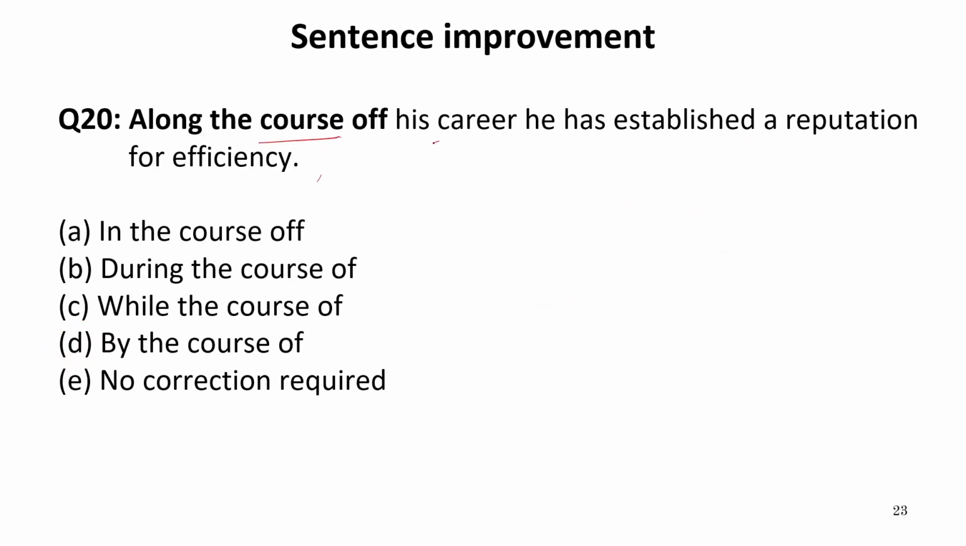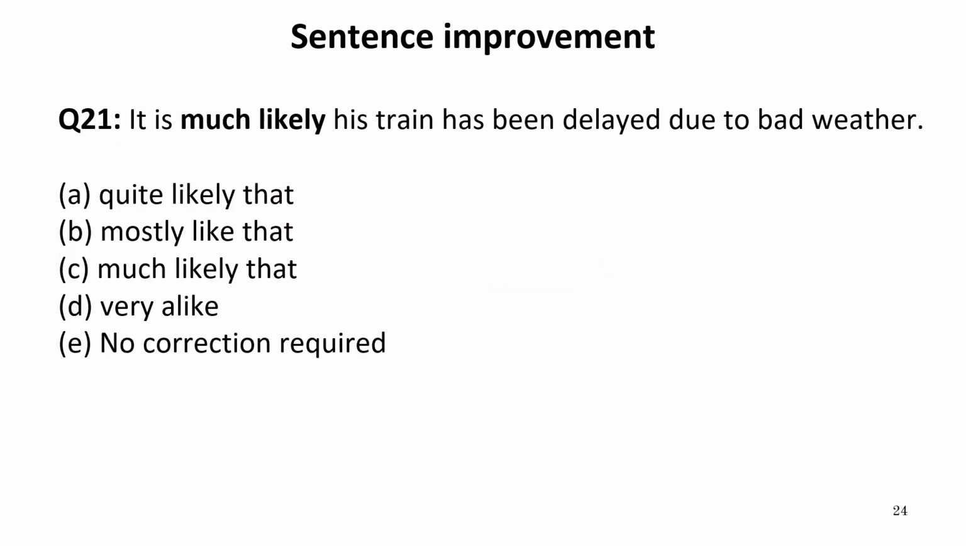Along the course of his career, he has established a reputation for efficiency. So the correct preposition is not along, it should be during the course of. Also, if I see this A option, in is also correct, but this of is incorrect. The use of this of is incorrect. So our answer is B, which is the correct alternative. That is, during the course of his career, he has established a reputation for efficiency.